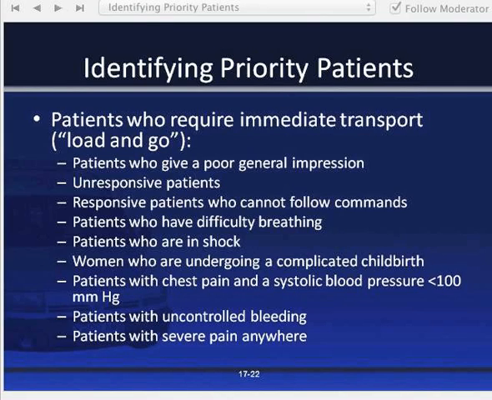Identifying priority patients. After completing a primary survey, determine if the patient requires on-scene stabilization or immediate transport with additional emergency care en route to the hospital.